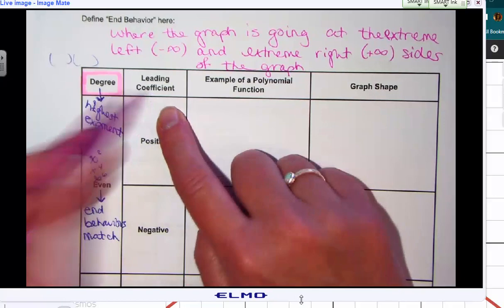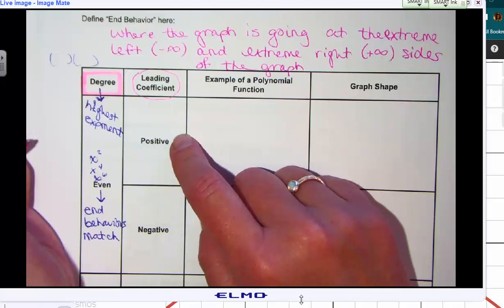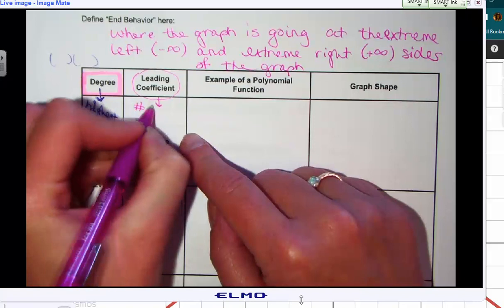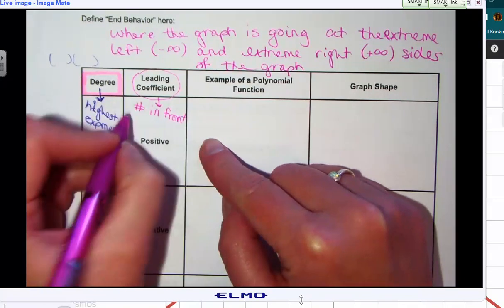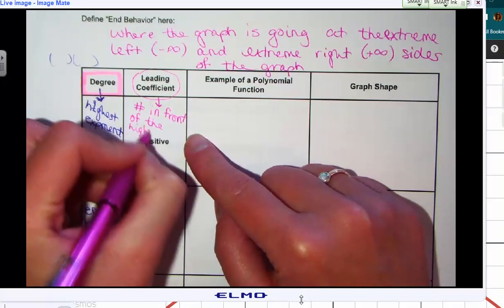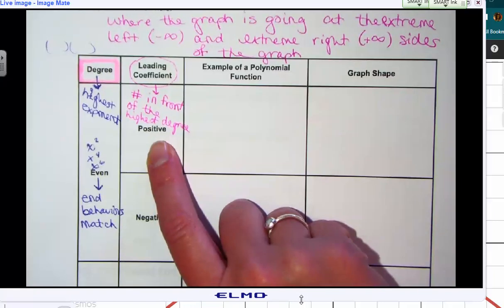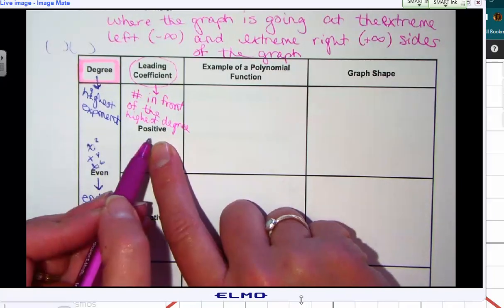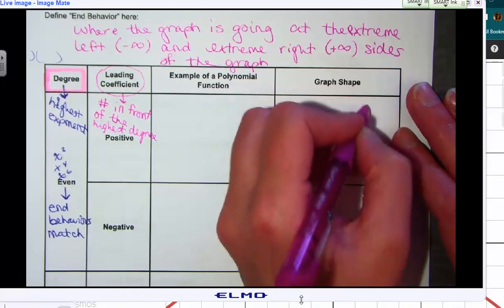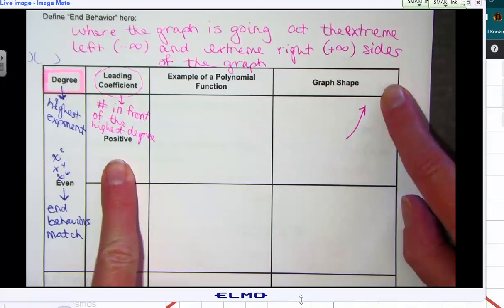So the leading coefficient is going to tell us what is happening on the right side. Okay, so the leading coefficient, remember, is the number in front, the number multiplying the highest degree. So if that number is positive, the leading coefficient is going to tell us what happens on the right side of the graph. Okay, so a positive leading coefficient tells me that the right side is going upward.